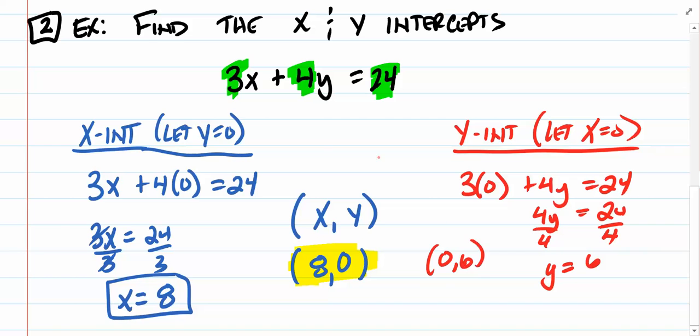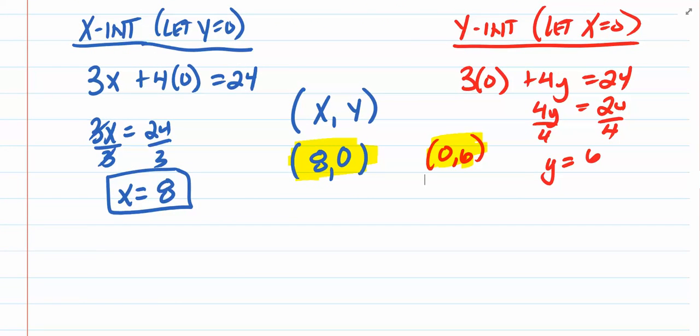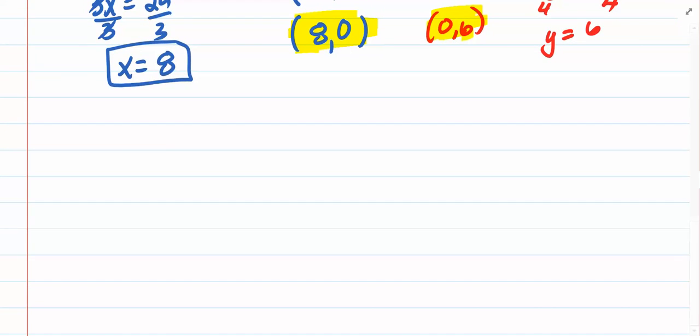And so look what you have now. Okay? Without doing a whole lot of work, we have these 2 points. We have 8, 0 and we have 0, 6. Why is that useful for us? Because now we can quickly and easily make a graph. Watch how easy this is, okay?